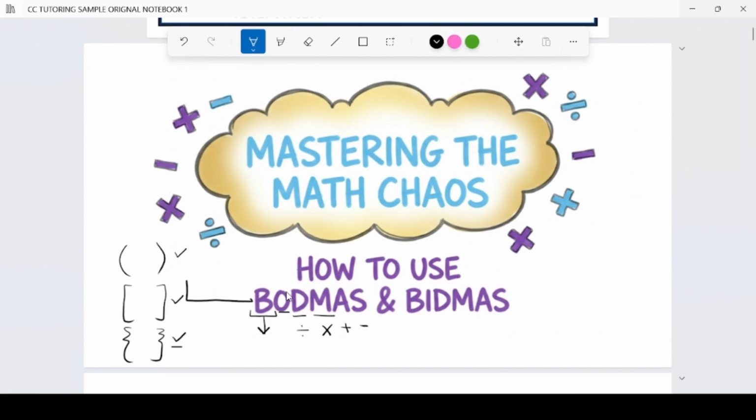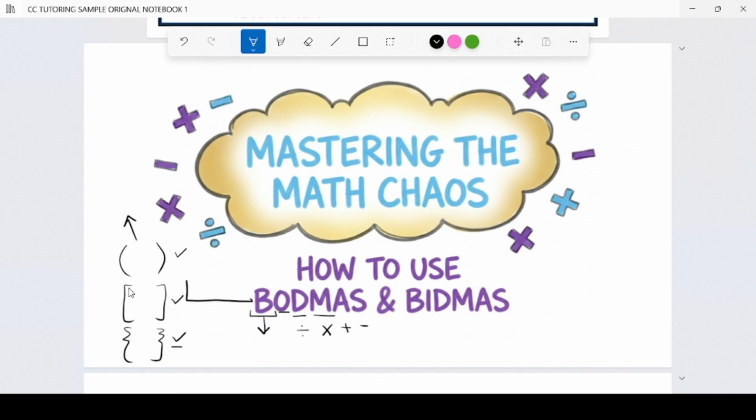Board mass is basically how we solve an equation in which there are lots of plus and minus operations. There is a specific set pattern in which we have to solve that equation. B stands for bracket, that is square bracket, round bracket, curly bracket.